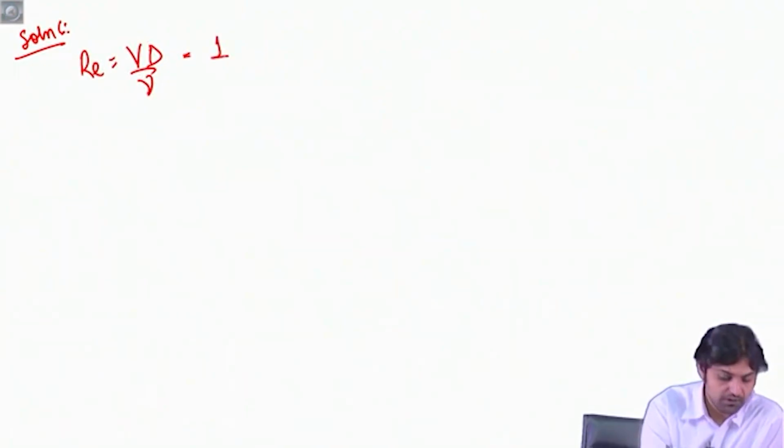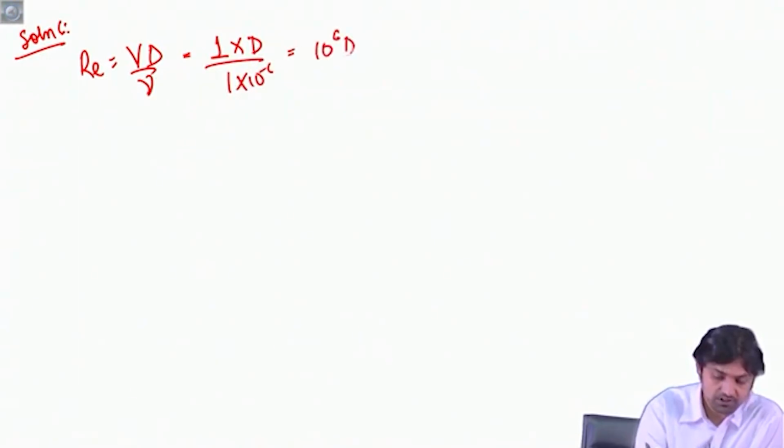First, we find the Reynolds number. So Vd by mu, with V 1 meter per second, diameter d, and mu is 1 into 10 to the power minus 6. So it becomes 10 to the power 6 d in terms of diameter. We have already been given epsilon, that is 0.45 into 10 to the power minus 3.